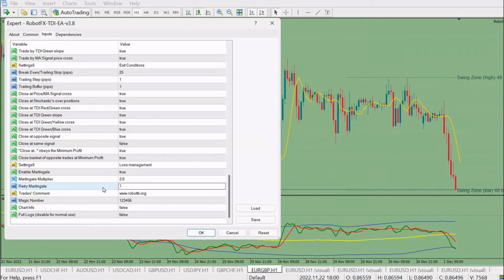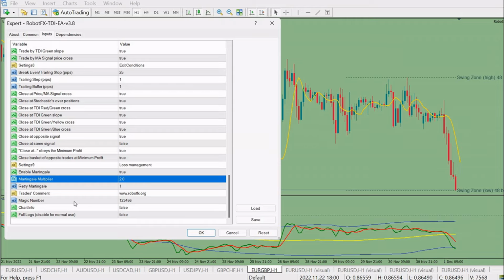If you'd like to know my favorite martingale style, it's to try it only one time. So I do use martingale one time and I do no more than double. And that for me works, but I'm not advertising it. It depends on the trading style.